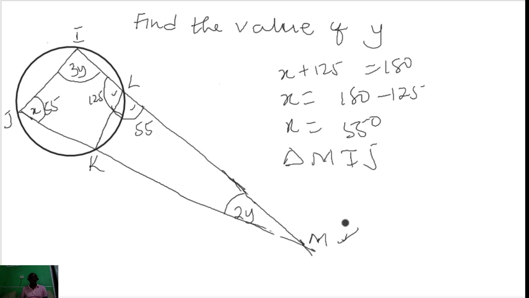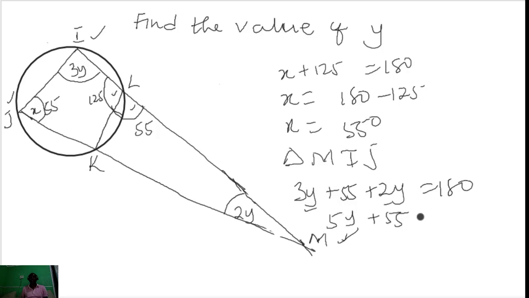So, MIG. It's a triangle. The sum of the angles will give us 180. So 3y plus 55 plus 2y will give us 180. Therefore, 3y plus 2y gives 5y, so 5y plus 55 is equal to 180 degrees.